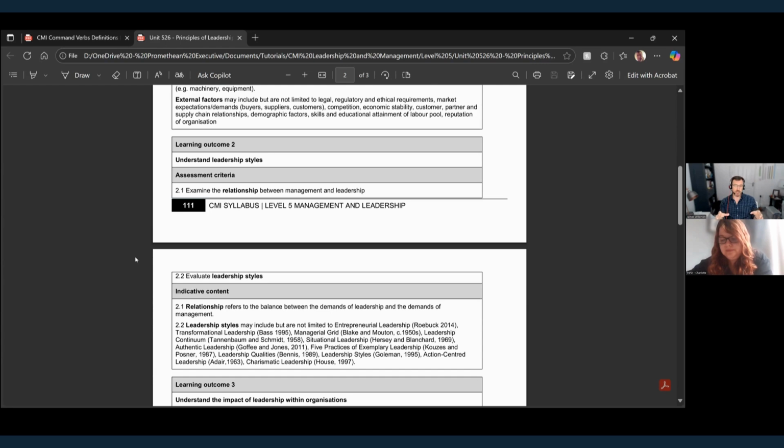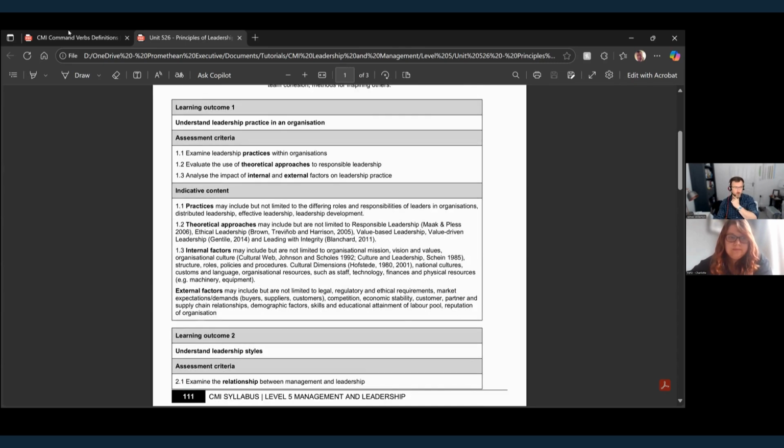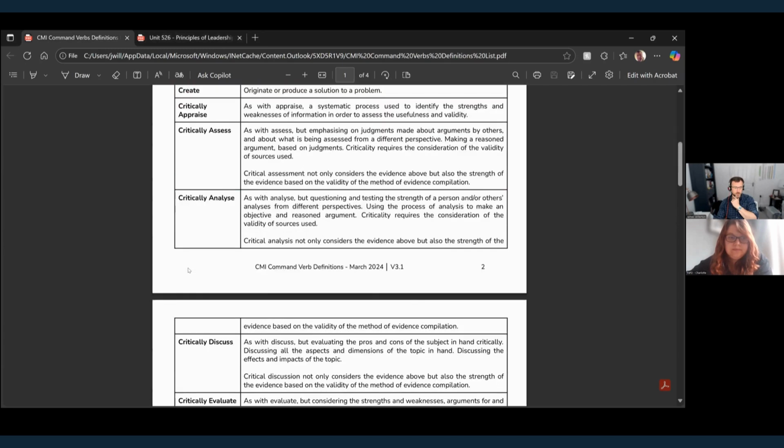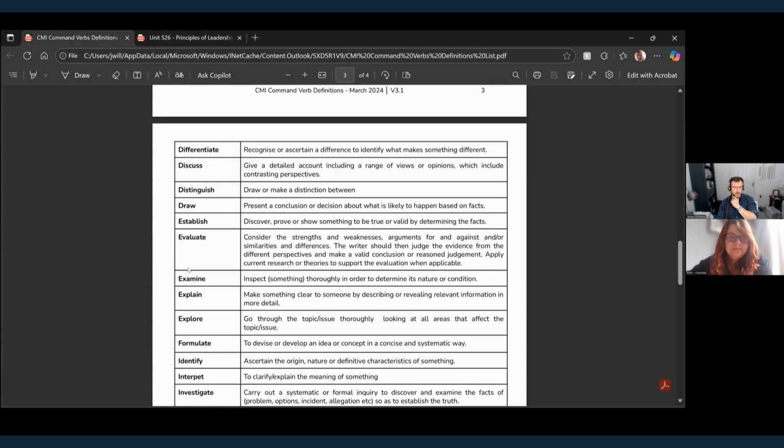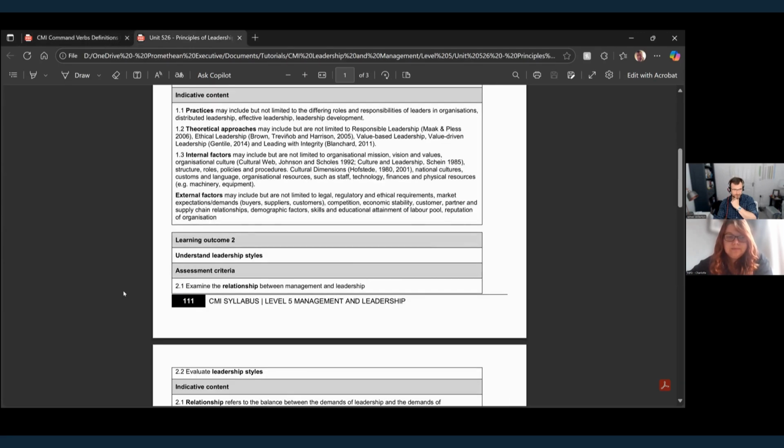So I think generally it's nice to have just a distinction between management and leadership. You could use the leadership continuum or plenty of other models out there around that. But it's that relationship you're trying to examine here for this question. How do they work together for an individual or for different individuals in an organization? So there's plenty to examine around that. The command verb here for examine is the same as 1.1, just to remind you. And that is to inspect something thoroughly to determine its nature or condition.